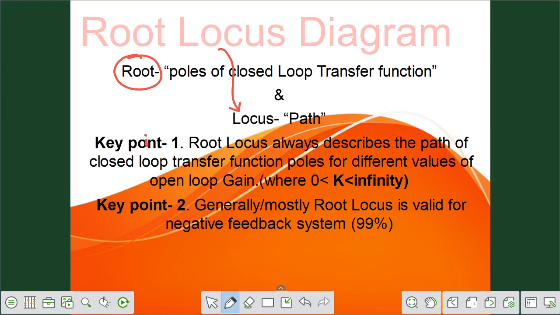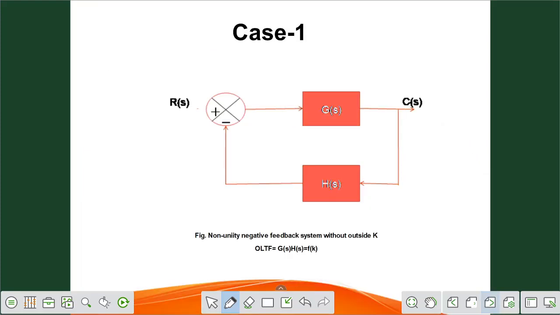Coming to key point number 2: in the majority of cases, the root locus diagram is valid for negative feedback systems. In general, we can say 99% of topics will contain negative feedback systems. Mostly root locus is valid for negative feedback systems, that's 99%. Okay, so this is the first case.